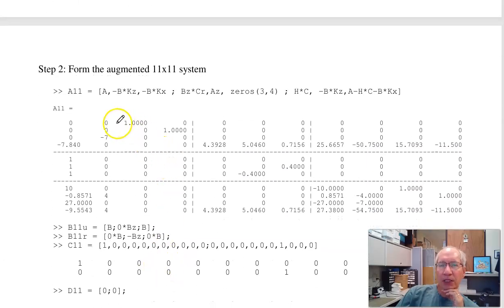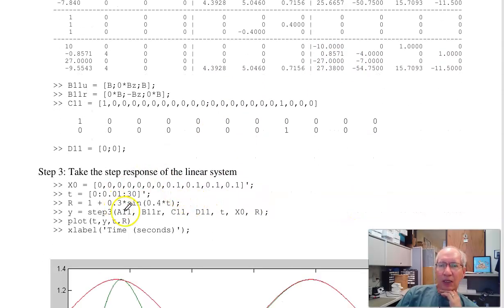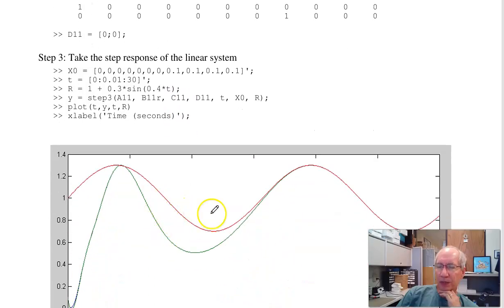I'll then form the augmented system. So here's the A minus B kz minus B kx, the servo compensator. That's just BZ times C R AZ zeros. Here's the full order observer: AC minus BZ times K, A minus HC minus BZ times KX. Take the step response to the closed loop system, and it tracks a constant and a sine wave.